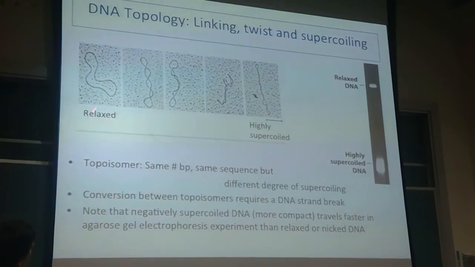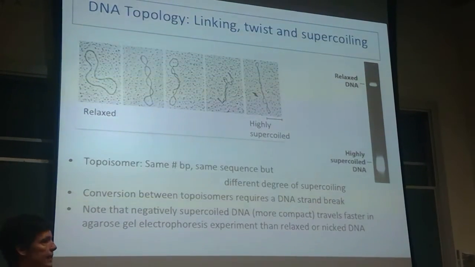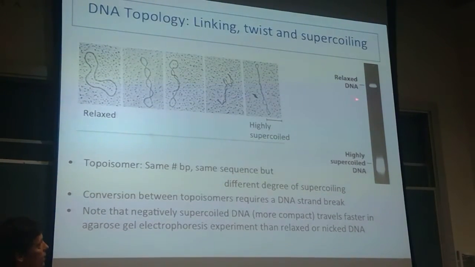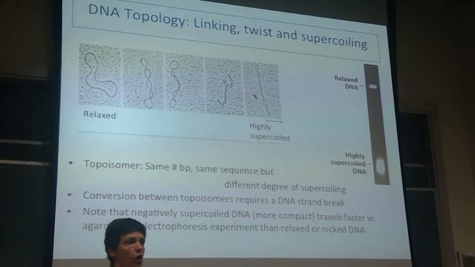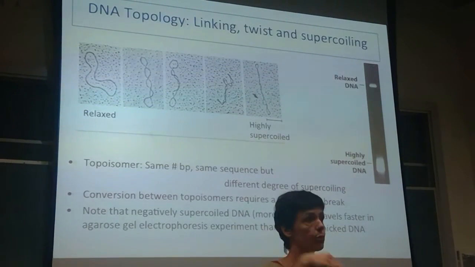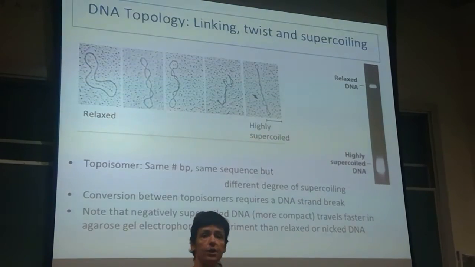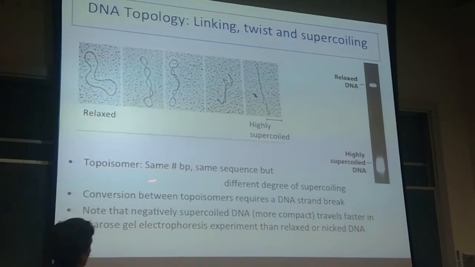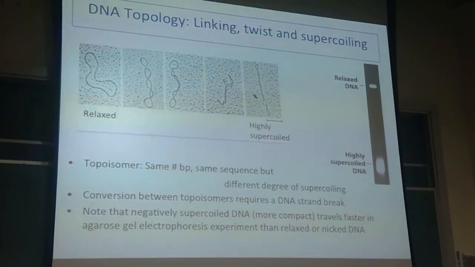So you go from relaxed to supercoiled, and you can actually see that in a gel. A supercoiled DNA will migrate faster in a gel than a relaxed DNA because it's more compact, okay? So it can go through the mesh faster. All of the different forms are called topoisomers because they're the same except for their structure, okay?